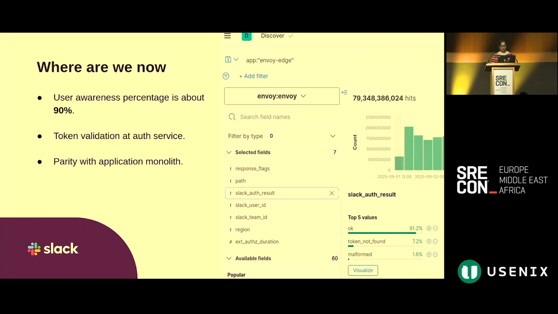The very long-term plan is to completely move authentication from the application over to the edge. I know it's scary. A lot of people are going to get a lot of anxiety. But token validation is the first step towards that. Once we have the validation, we will be able to compare with our monolith on whether or not we're doing things right. We can detect any regressions or maybe improvements along the way. You never know.